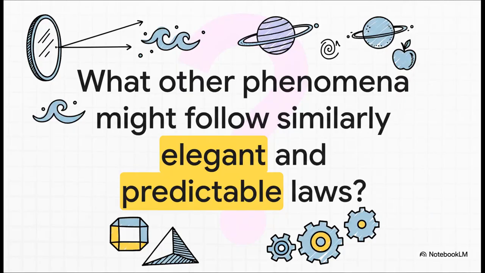So we've just seen how a handful of simple, elegant rules can perfectly predict the seemingly complex behavior of light. And that brings me to a final question for you to think about. What other forces in our universe, maybe from the orbits of planets to the interactions of tiny particles, might also be governed by an underlying set of beautiful and predictable laws, just waiting for us to discover them?